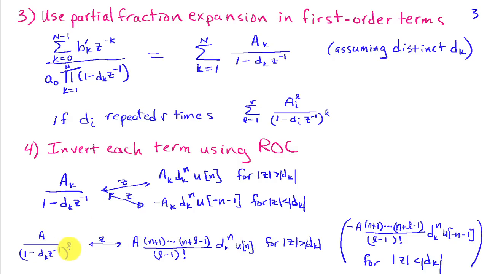If I have power L in the denominator, (1 - d_k z^-1) to the Lth power, then I get this term where I have (n+1)...(n+L-1) divided by (L-1) factorial, times d^n u[n]. We can invert each of the terms, and therefore we have our inverse z transform.